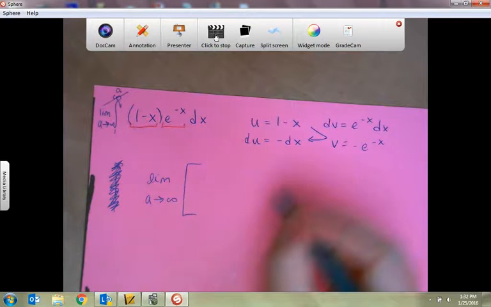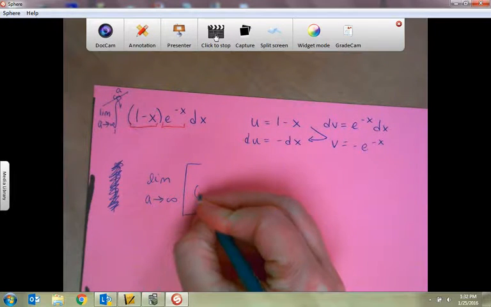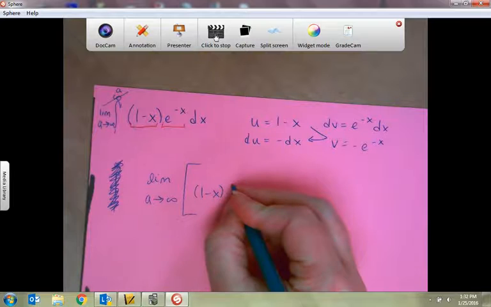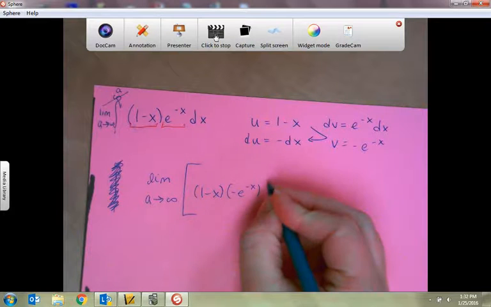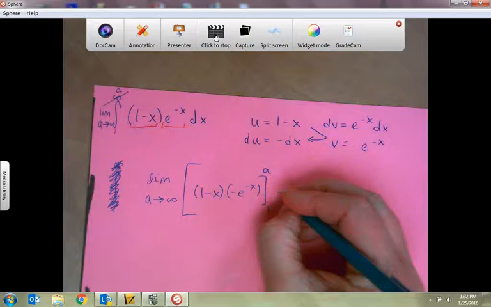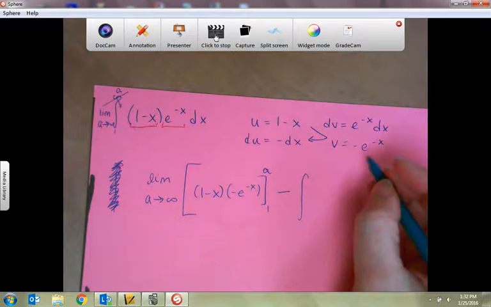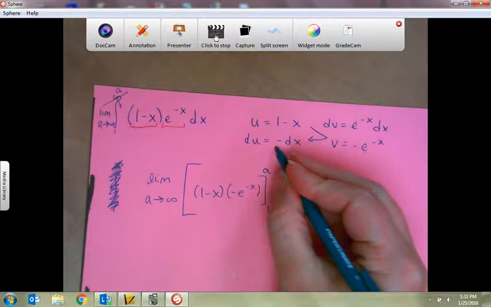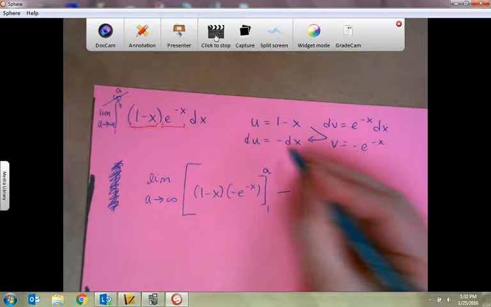Okay, I can now plug this in, my f of b minus f of a part, or f of a minus f of 1 in this case. And now this is an easy integration, and I can evaluate it as well from 1 to a, then we'll take the limit. So let's go ahead and try that. And again, pause, try it, and then check.